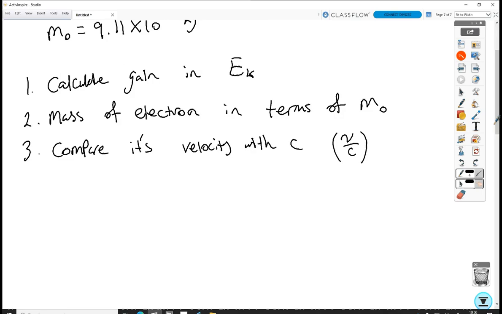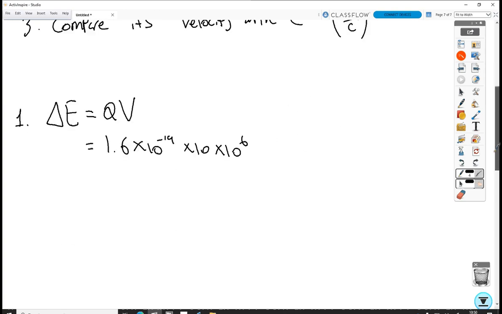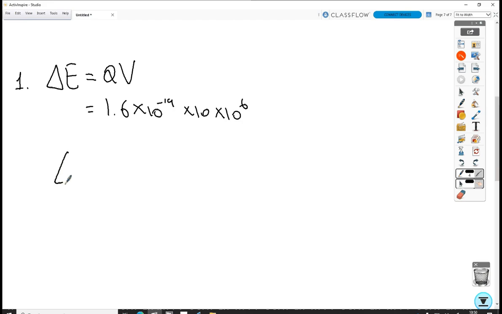To answer question one, we need to find the gain in energy. So the gain in energy is just equal to QV. So that's 1.6 times 10 to the minus 19 times 10 times 10 to the 6 volts. That gives us the gain in energy as 1.6 times 10 to the minus 12 joules.